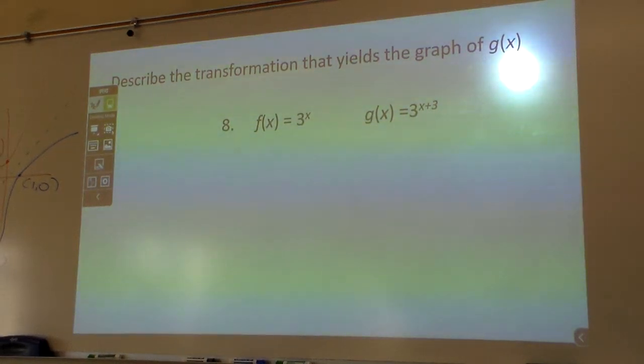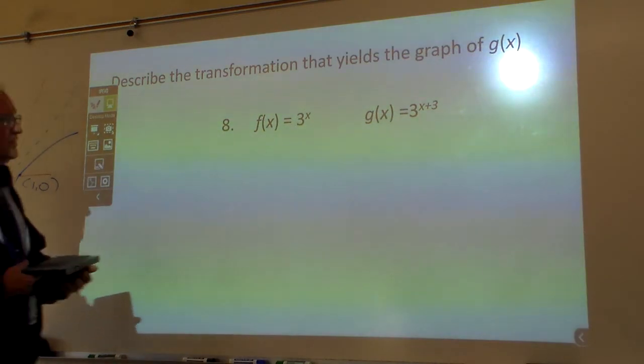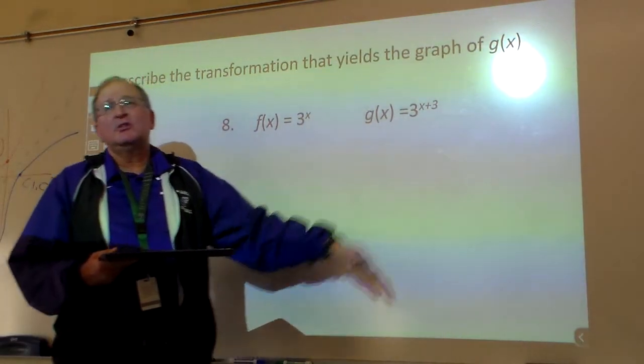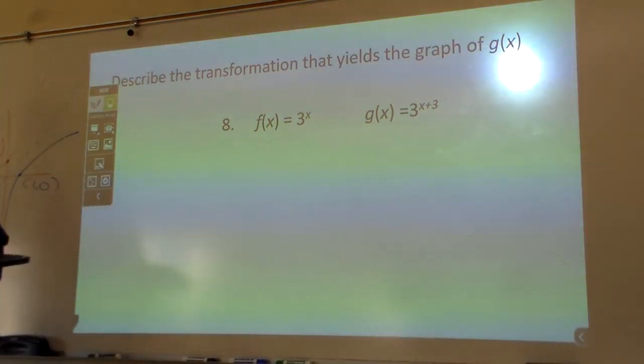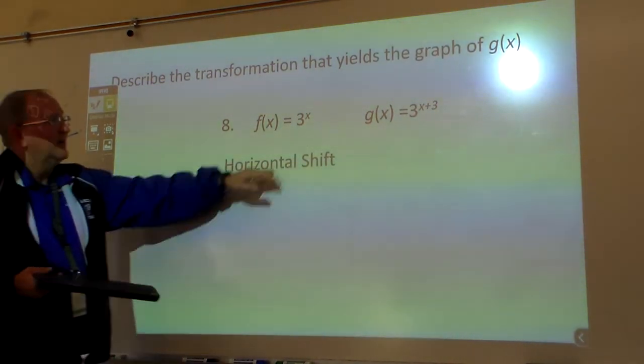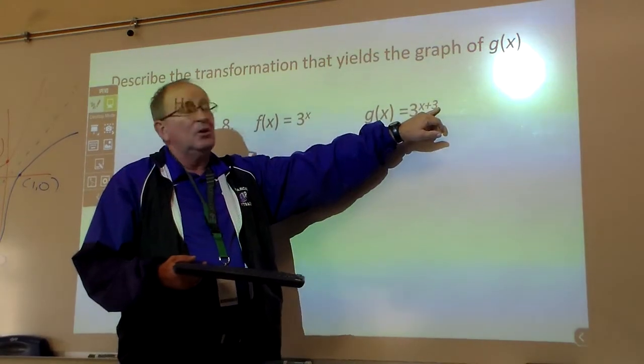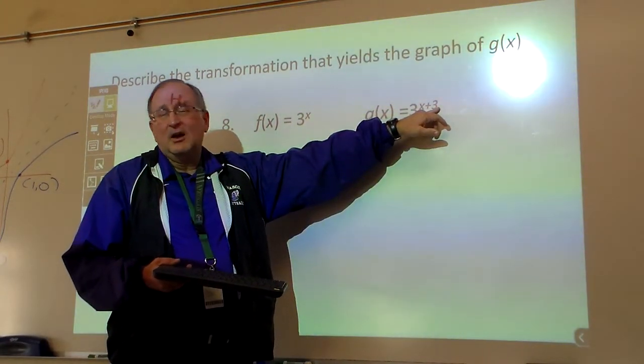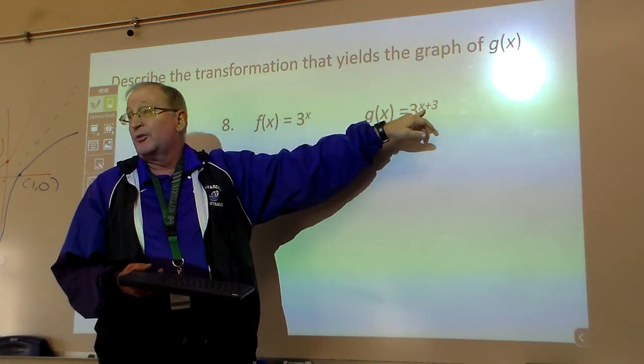Okay, this time, y'all, describe the transformation of the graph from f of x to g of x. Now, one thing you can do is go to your calculator and type these into your y equals. It is a horizontal shift because, remember, you don't really have the parentheses on the exponent. But if it's in the exponent, it's a horizontal shift.